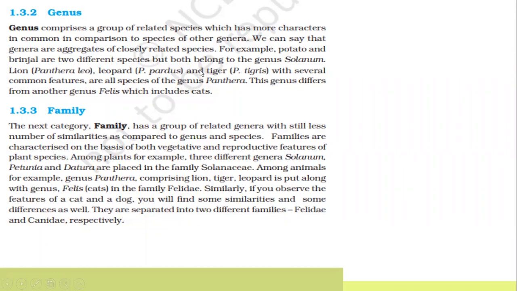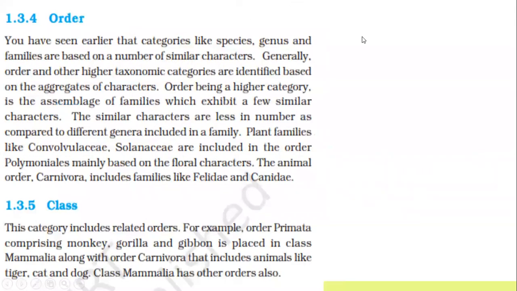order. Order is a group of related families. For example, Carnivora includes both Felidae and Canidae.